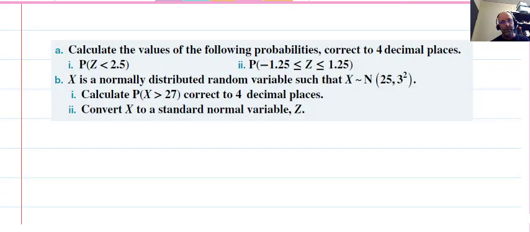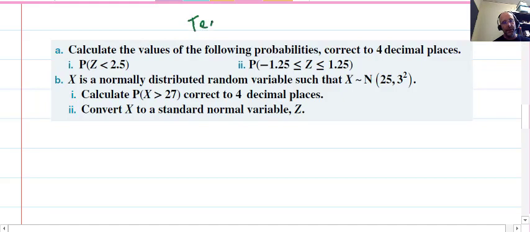Now we're going to do a few examples where we can apply this idea, and it's very useful. This is a tech active part. We're going to use our technology here to do these calculations, a TI Inspire calculator. And here's the task. I'm going to calculate the values of the following probabilities correct to 4 decimal places. Notice that in part A, we're looking at z-scores.